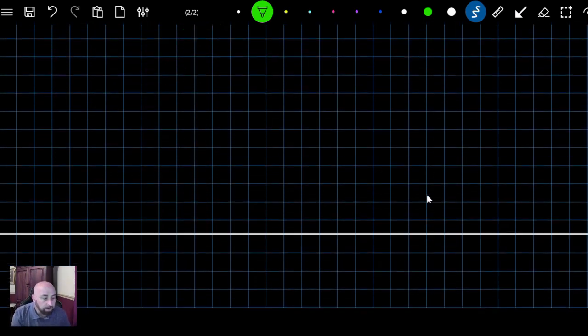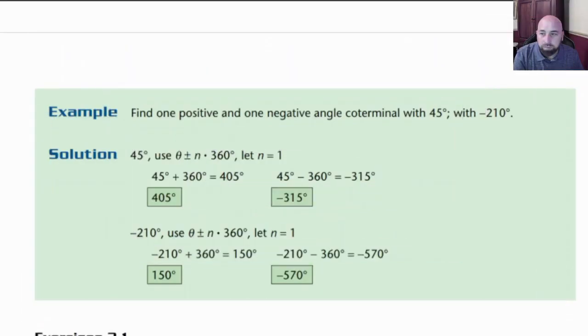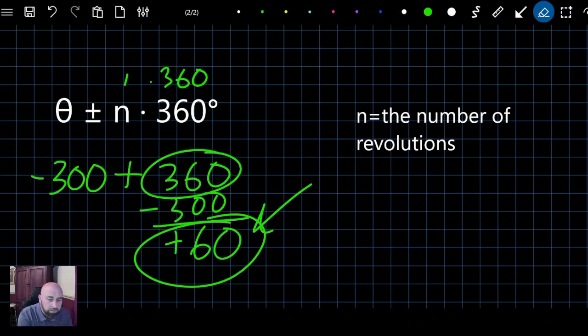Okay. I think that's about everything from this lesson. Let's jump over here real quick to this page. We'll do one of these examples, and then we'll be done. Find 1 positive and 1 negative angle coterminal with this. So now this is kind of a little bit backwards, I guess, if you will. What we're going to do is use 45 as our coterminal, and plug back into our formula again.